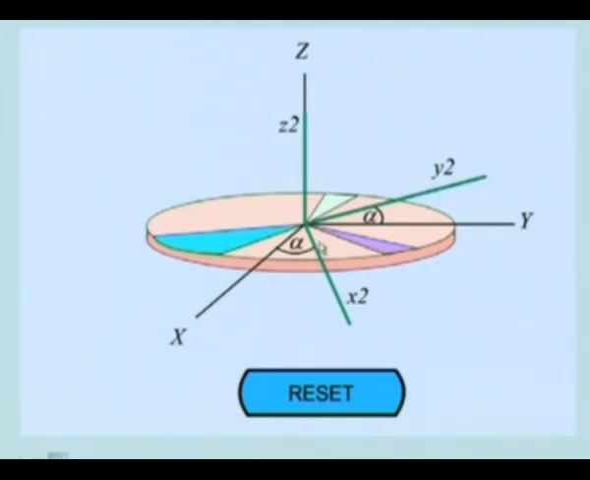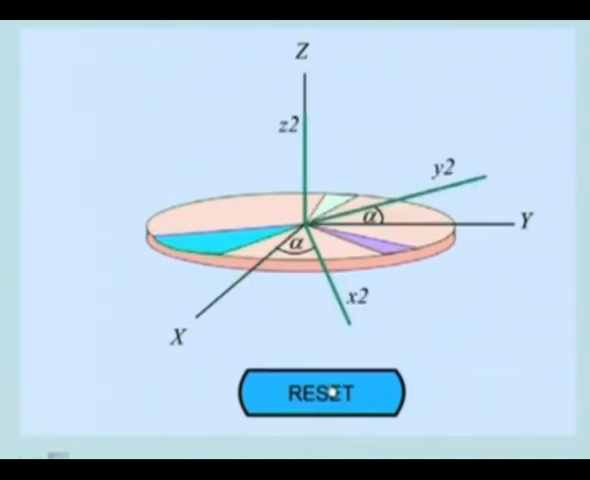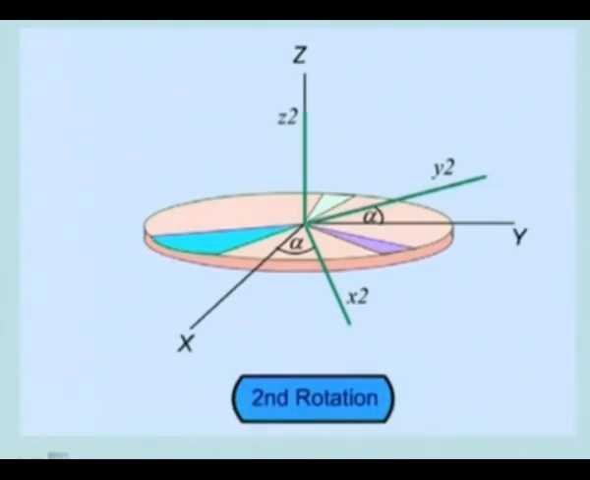It has rotated about the z1 axis by an angle alpha, but z2 is the same as z1 in that direction. See this animation again. Initially x1, y1, z1, now rotate it. So the first rotation has given x2, y2, z2, right? This is the thing. Now we go to the next, we give the second rotation.